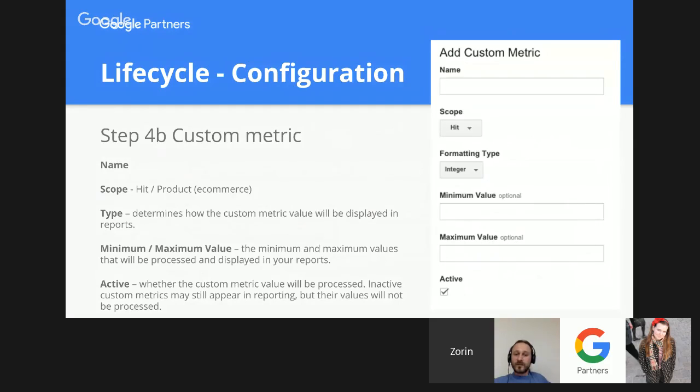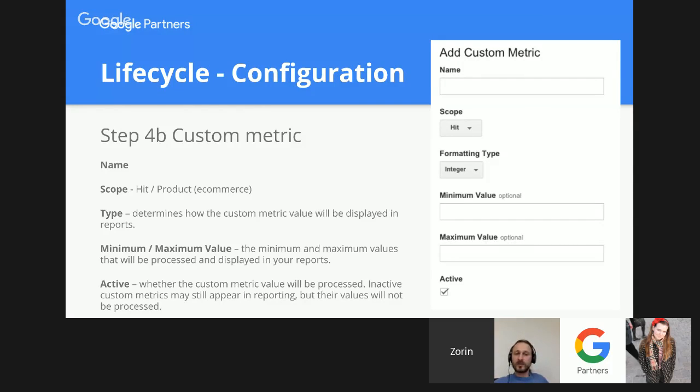A similar procedure applies to custom metrics, but there are a few more fields which you need to take care of in order to create the custom metric. So first of all, name. A similar rule applies to custom dimensions and to custom metrics. Then you do scope. Scope is a bit different than with custom dimensions because you have only two scopes with which you can create a custom metric. So it's either hit or product.